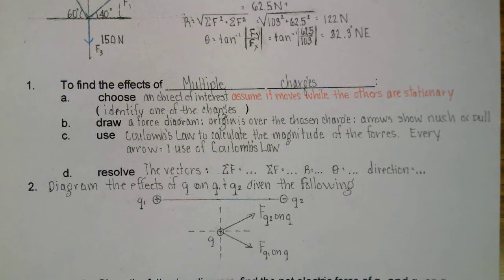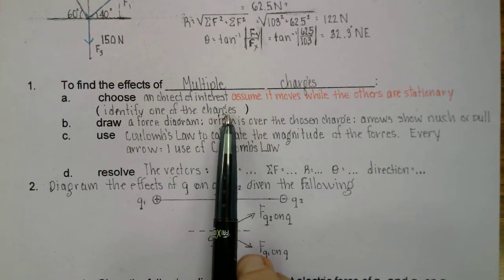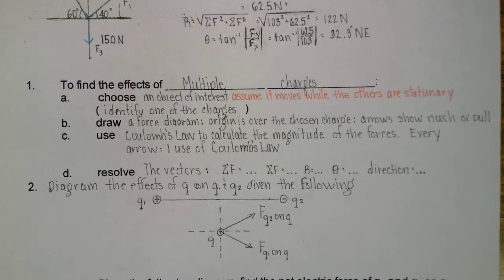So what ultimately you're going to be finding is what's going to happen to that charge because of the presence of the other charges. Basically, you're identifying one of the charges, the one charge that they're saying, this is the one we're interested in. What happens to this charge because of the other ones?